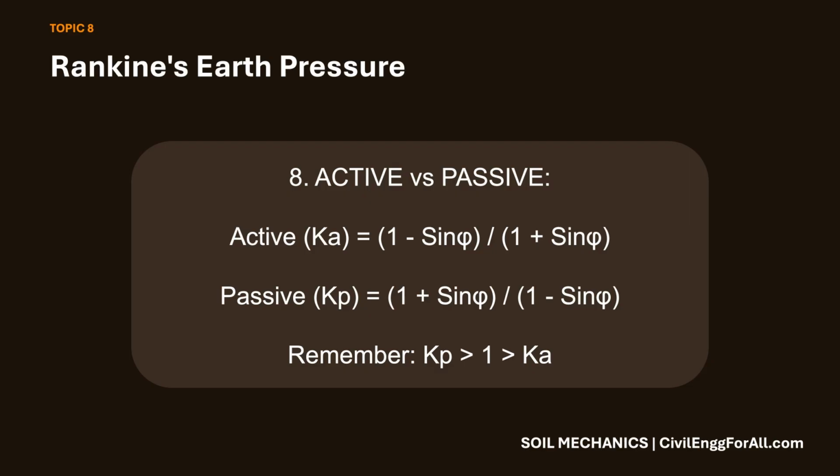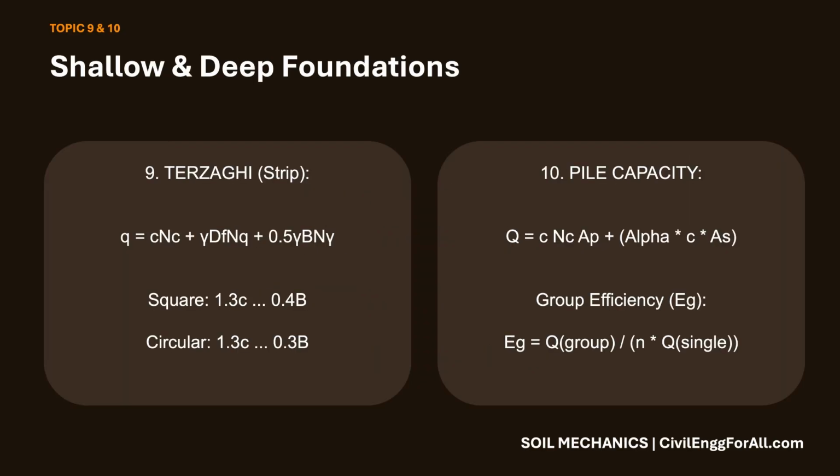The logic check. Passive pressure is resistance, so it is huge. Kp is always greater than 1. Active pressure is pushing out, so it is small. Ka is always less than 1. If you get a Ka value like 3.0, you have made a mistake. Check your plus and minus signs.